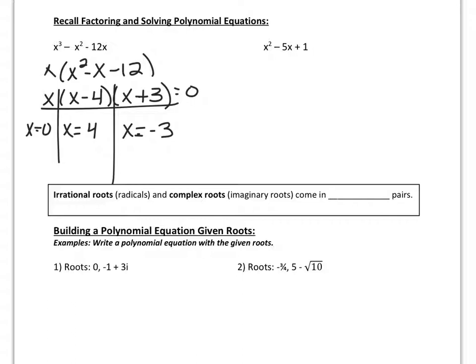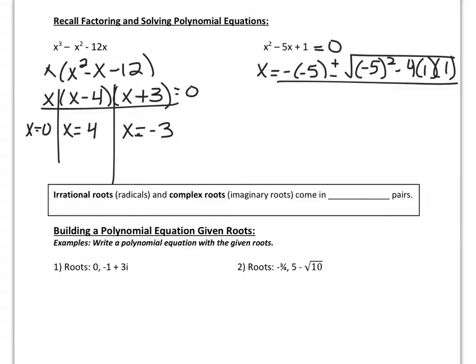Okay, now how about something a little bit different? With the second example, I will never find factors of 1 that will add to negative 5. So the only way to solve this is through the quadratic formula. So x equals negative b plus or minus the square root of b squared minus 4ac all over 2a. So x equals 5 plus or minus square root of 21 over 2.